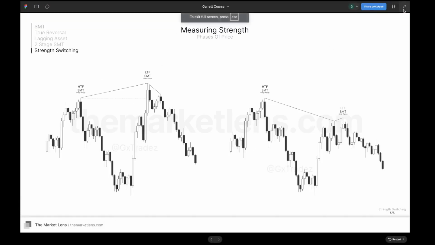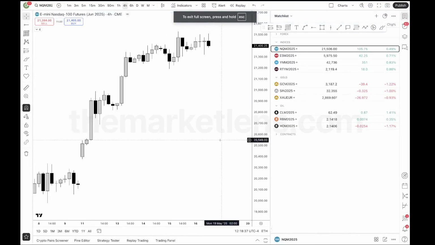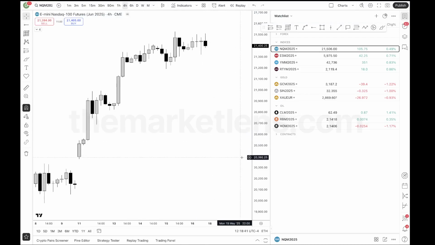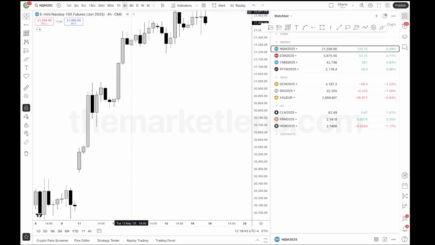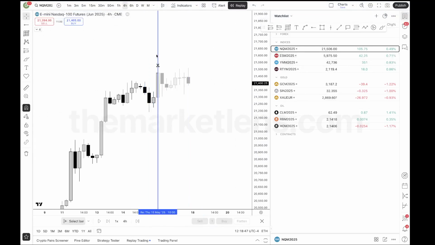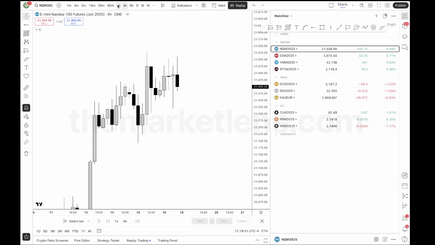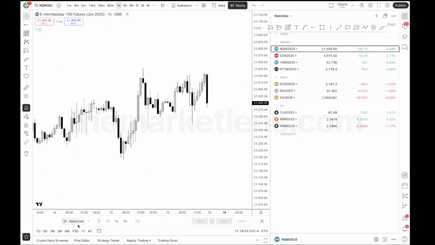Like I said, this isn't even close to all of it, but I did want to show this. So now let's get into some examples. If we look at NQ, let's go on Friday actually. Let's go on Friday. So what do we see here?